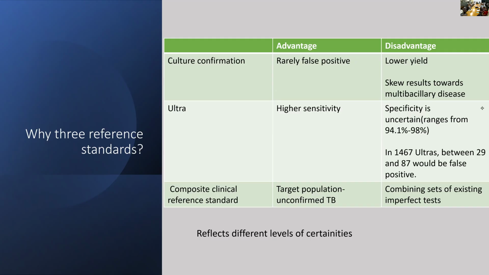The composite clinical reference standard is actually what clinicians want to know. In patients who are not culture positive but who have symptoms of TB, we really want to know if this new diagnostic test can pick up TB in these patients. So it's very good that they have included this composite reference standard. But you should understand that the disadvantage is that it has basically combined already existing imperfect tests.